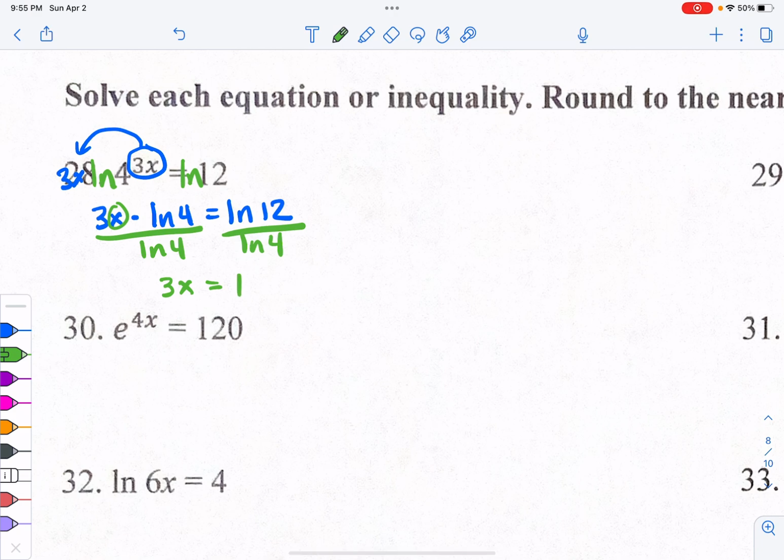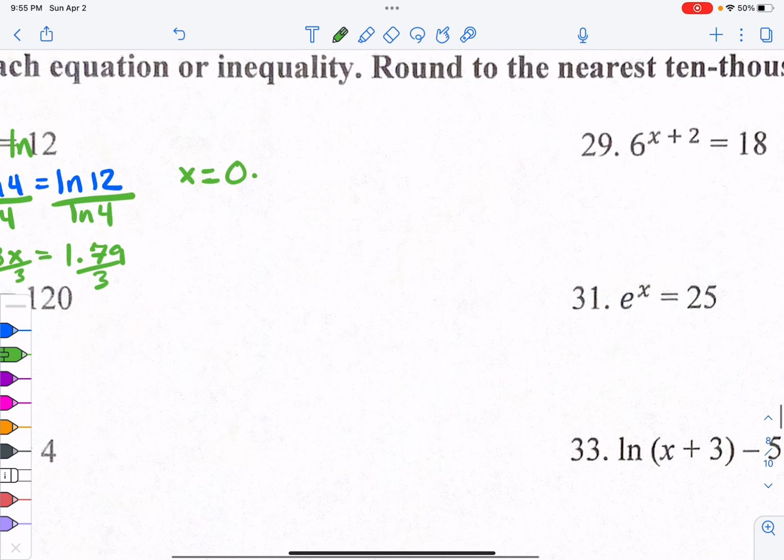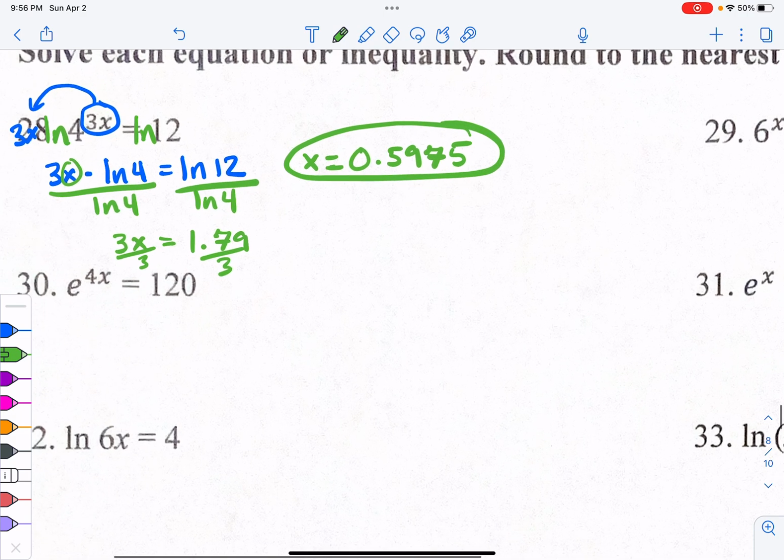I got 1.79-ish, and then I'm going to divide by 3. So x is going to be equal to, I got 0.5975-ish. They want it rounded to the nearest 10,000th, which is 4 decimal places.